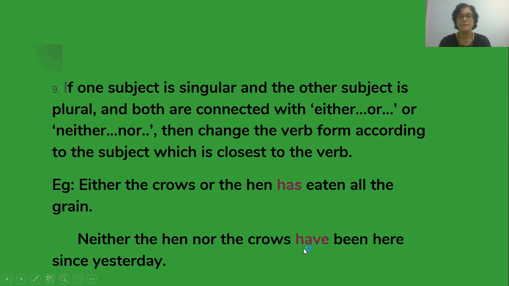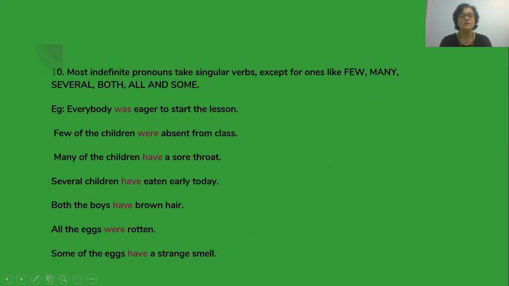Okay. 10th one. Most indefinite pronouns take singular verbs except for ones like few, many, several, both, all, and some. These are the exceptions. So let's go through this. One example of indefinite pronouns taking singular verbs is this one. Everybody was eager to start the lesson. You cannot say everybody were eager. Everybody is considered as one. So everybody was eager to start the lesson.